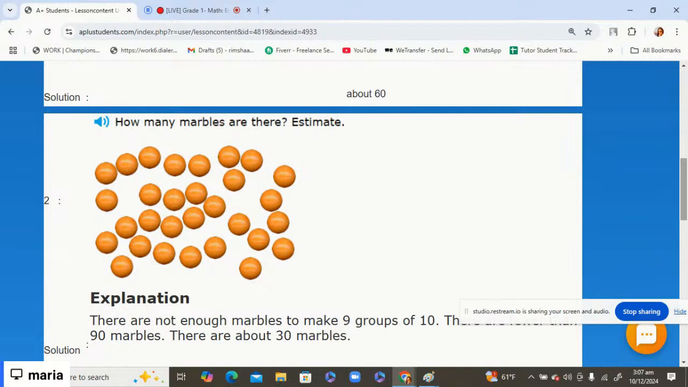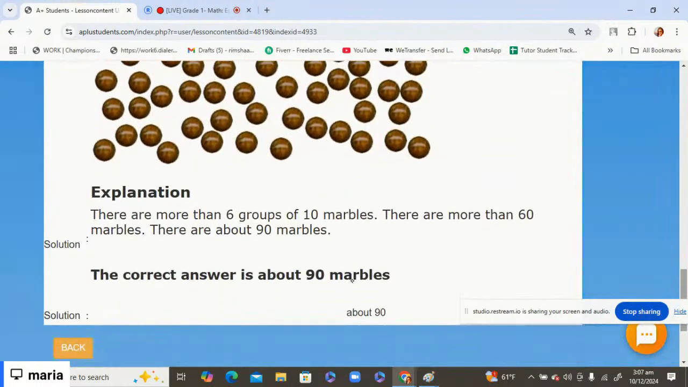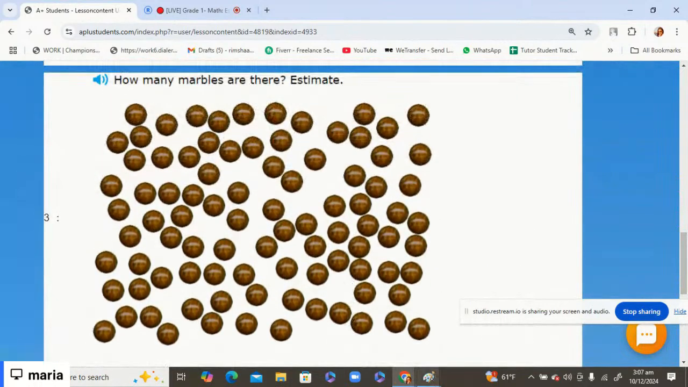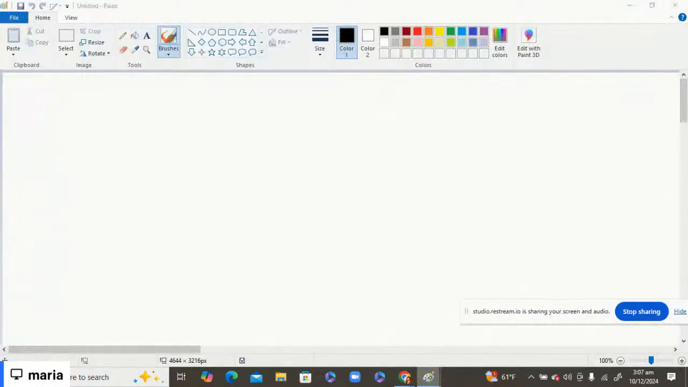So 30 plus 10 is 40. Sometimes we can say that it's 20, so 20 plus 10 is 30. Like here, let's do some more, for example, if I'm going to draw it.